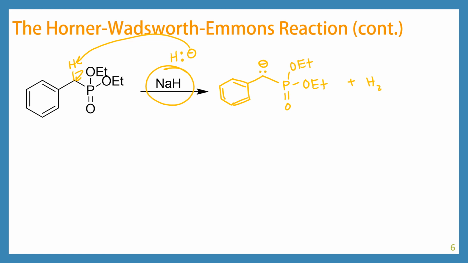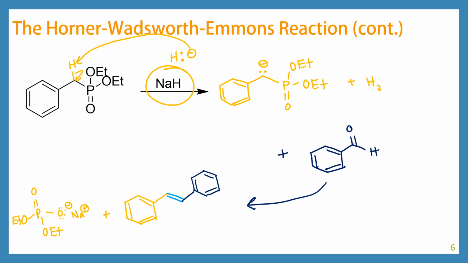From here, we can add in a carbonyl compound, such as an aldehyde, and we end up creating a double bond just like we did in the Wittig reaction. So we have our alkene formed with the 2 pieces from the phosphorus ylide and the aldehyde, and then we also have this phosphorus-based byproduct which you do not need to provide.